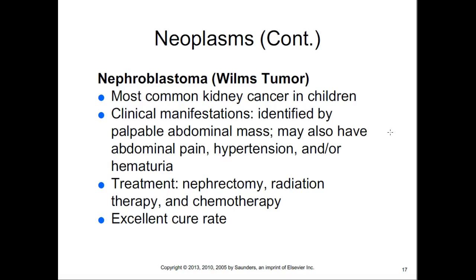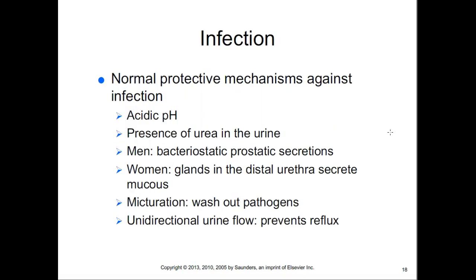Another neoplasm, very common in children, is called Wilms tumor, right? It is definitely a palpable abdominal mass, is most of the time how this Wilms tumor, nephroblastoma, is often identified, right? Children will have abdominal mass, hypertension, and hematuria. And nephrectomy, radiation therapy, and chemotherapy are the treatments, and there is an excellent cure rate for this type of nephroblastoma called Wilms tumor.